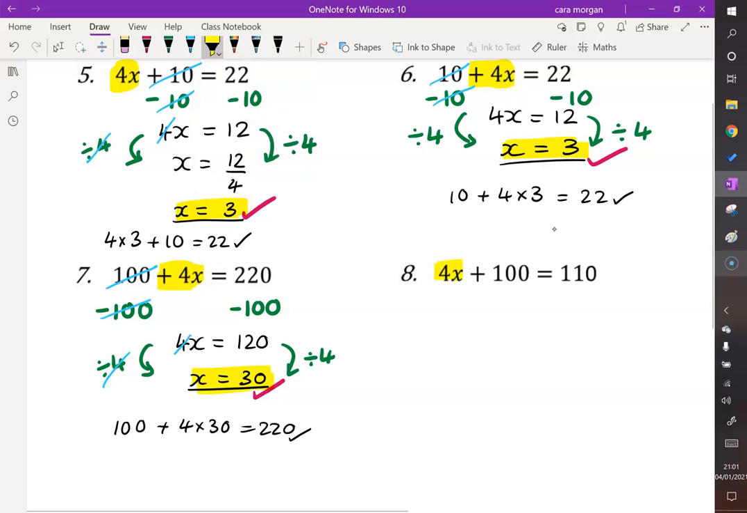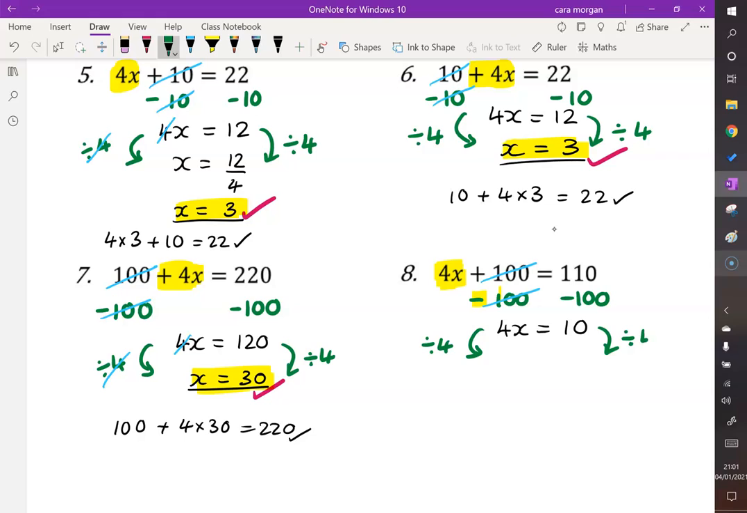Number 8, I've got to isolate 4 x's. I'm going to subtract 100 from both sides. They cancel, and I've got 4 x's equal 10. Uh-oh! I'm going to divide both sides by 4, and let's see what happens. Well, the multiplying and dividing by 4 cancel. X is 10 over 4. Now that's a fraction. I'm going to simplify that fraction to 5 over 2. That fraction is in its simplest form.